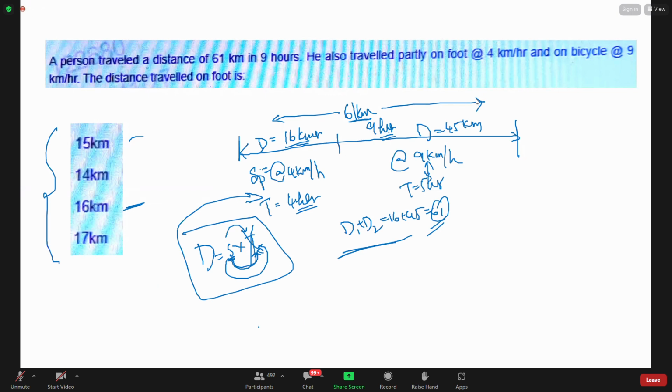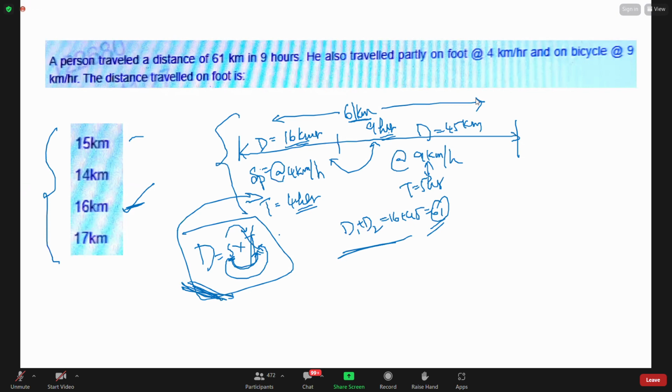If we had understood the concept correctly, we wouldn't have even gone through anything. Straight away we see the options, and nothing is a multiple of 4 except option C, which is 16. So we go for option C there. And to verify, we would do this one. Yes, we always want a verification. I'll do it once again. Just remember this concept: distance is always a multiple of speed.